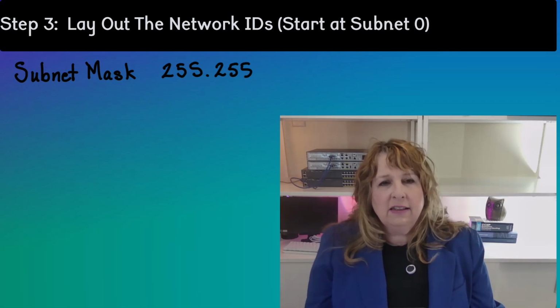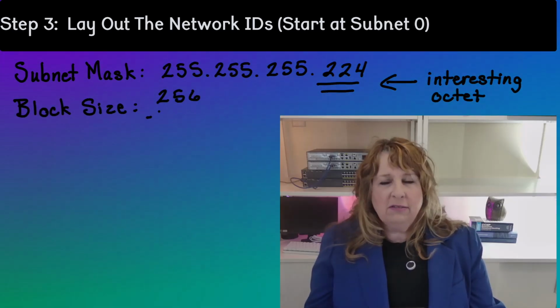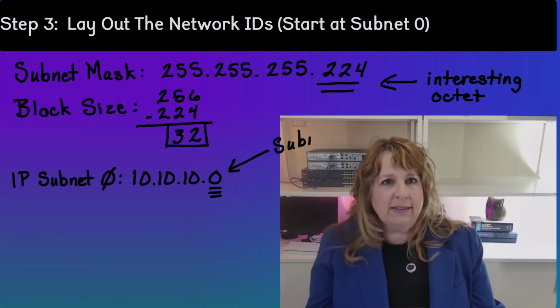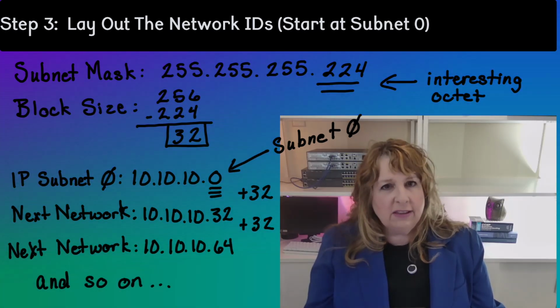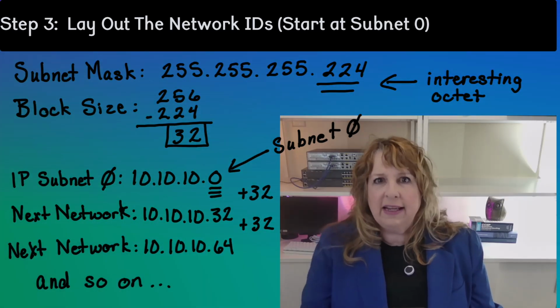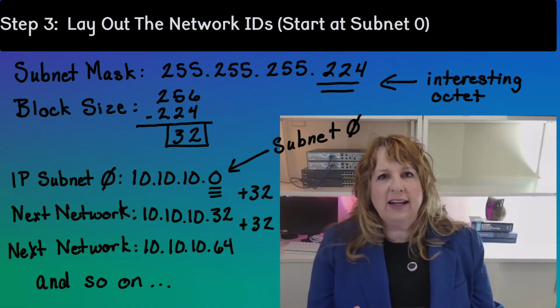Step 3, lay out your network IDs. Start at subnet 0 and count up by block size in the interesting octet of the IP address. Each jump lands you on a new network ID.